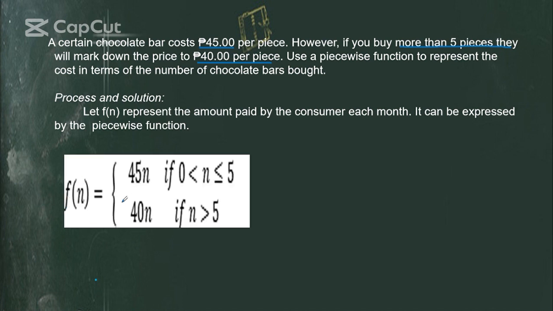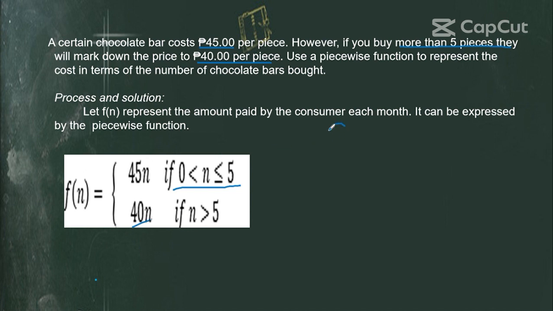So, f of n is equal to, in the first interval, if our number of chocolate bars is greater than 0 but less than or equal to 5, we have 45 times n. Why times n? Because n is the number of chocolate bars you bought. For example, 4 pieces, so 45 times 4, which is equal to 180. So, if you bought more than 5, for example 6 pieces, you save, because each one is only 40.